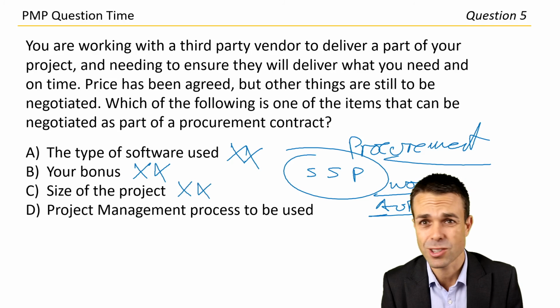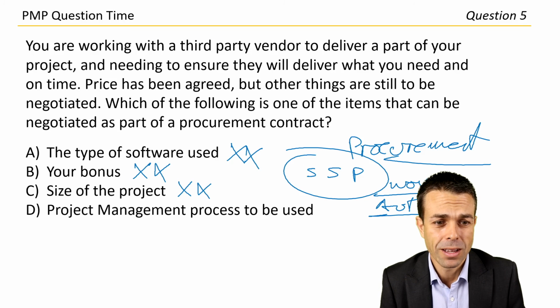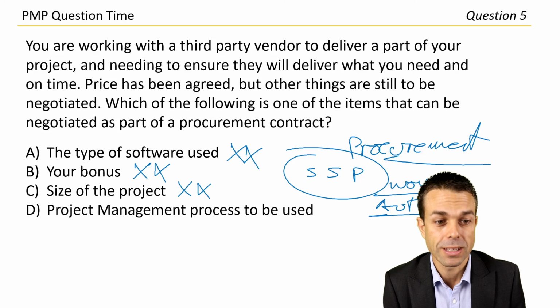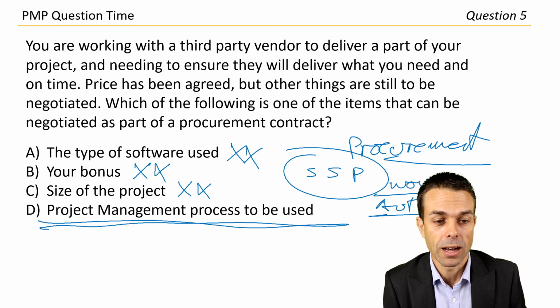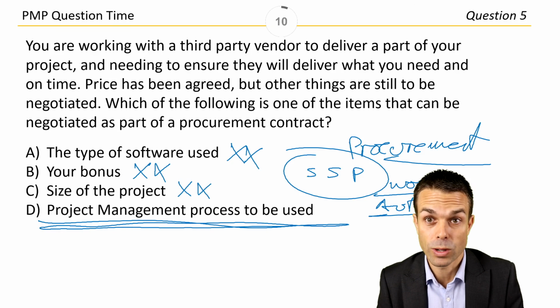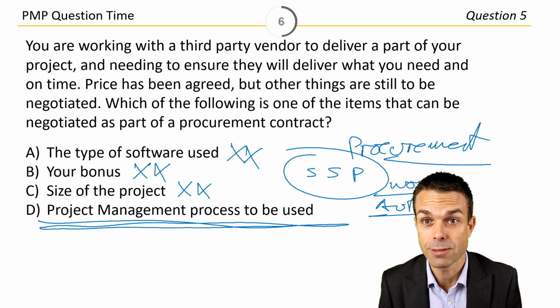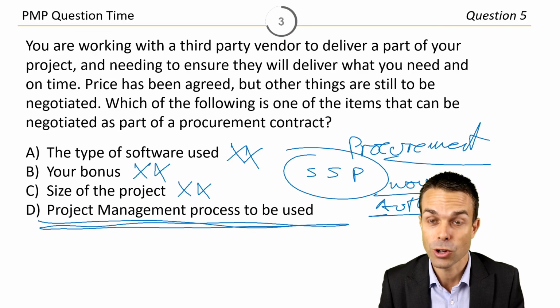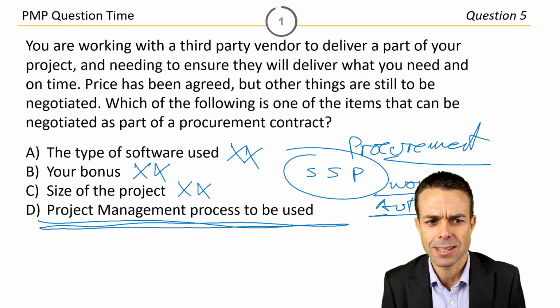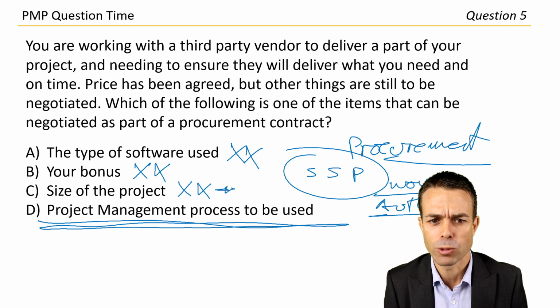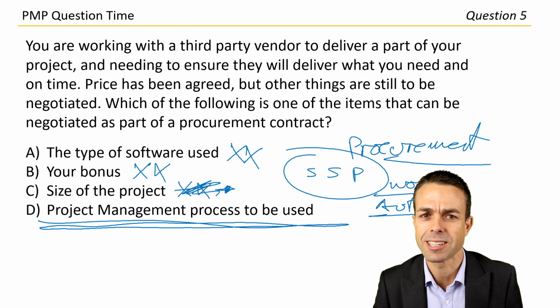So, I mean, it was part of the scope, maybe, but the project management process to be used, yeah, so this can be negotiated. And this can be something that we can say, look, we need to work in an agile way or in a waterfall way, and here's how we need it to be delivered. And that goes into the contract terms. Let's go with letter D for now. It's either that one or the size, which would relate to the scope, but I think that's not explicit enough, I think. So let's go with letter D.